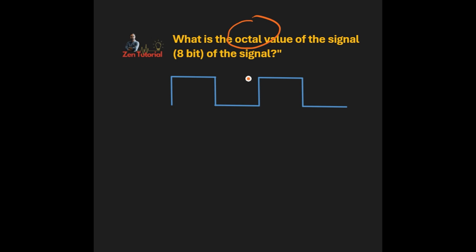Now, in this signal, we have to convert from the signal to an octal value, and the signal is 8 bits. So here will be 2 bits, here will be 2 bits, here will be 2 bits, and here will be 2 bits as well. So altogether there are 8 bits, right? High means 1, 1, low means 0, 0, high means 1, 1 and 0, 0. So the value in binary form will be 1, 1, 0, 0, 1, 1 and 0, 0.